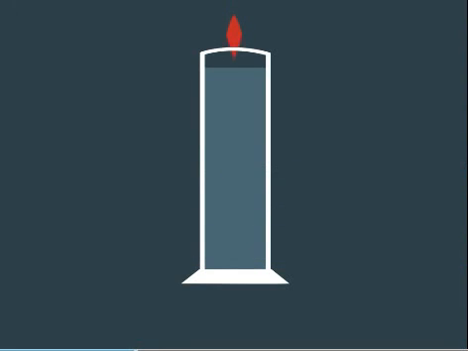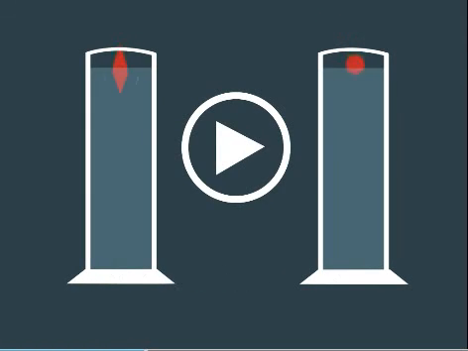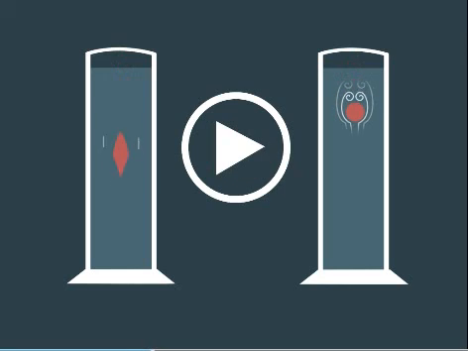Drag can be reduced by using a streamlined shape. When a shape is streamlined, the fluid flows smoothly around the object. If the shape is not streamlined, then the flow around the object may be turbulent.